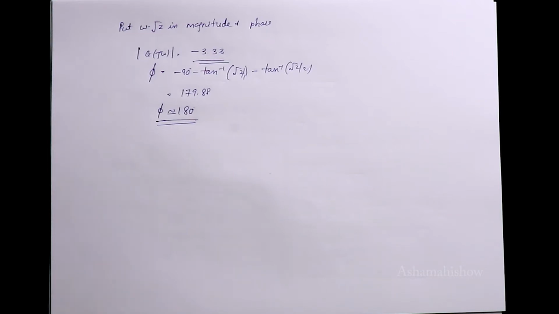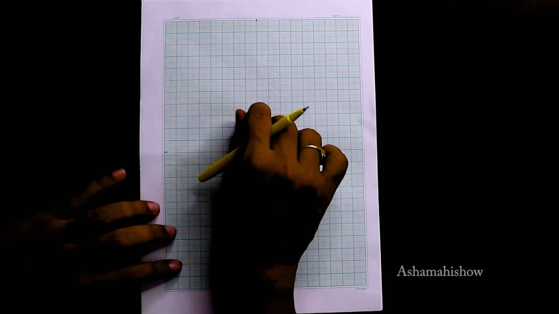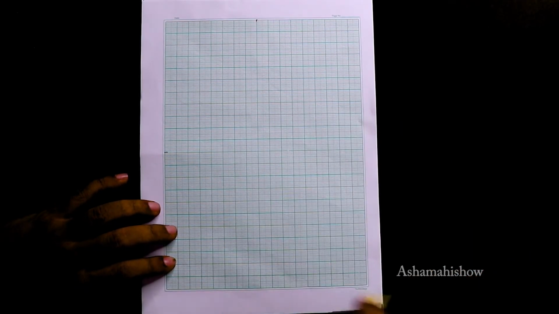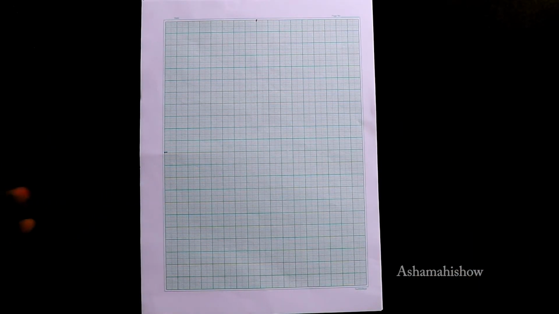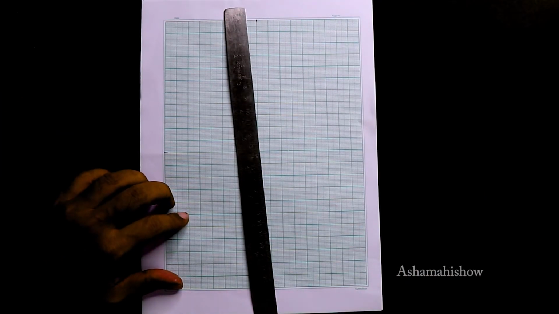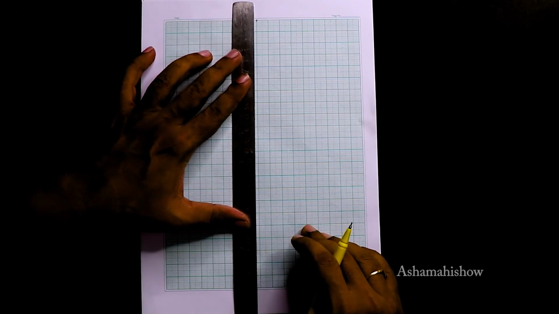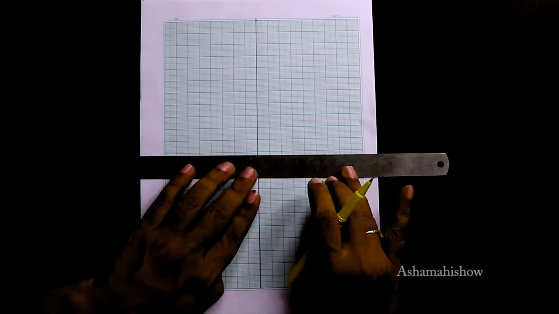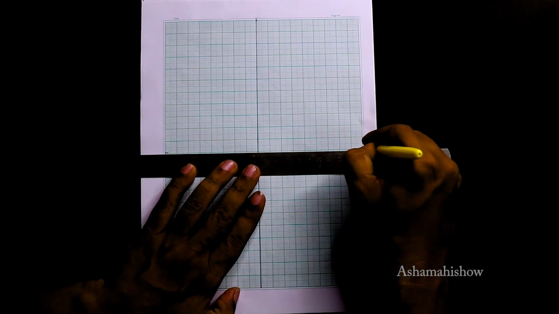Now based on these values we will draw a graph. We have to take a normal graph. I have taken a normal graph here. In this graph, let us divide it into real axis and imaginary axis, dividing exactly into 4 quadrants. I'll use my pen. This is the center, the y-axis is the imaginary axis, and this is the x-axis.